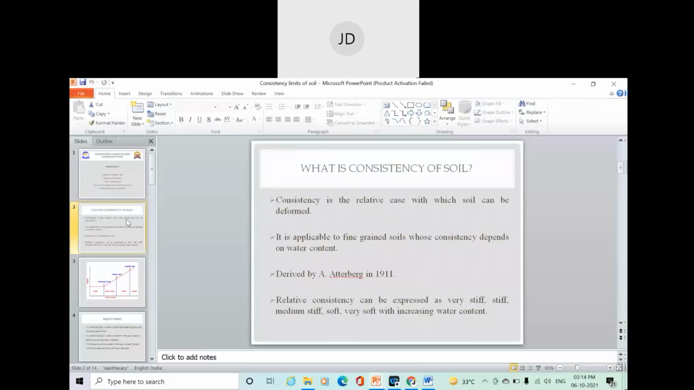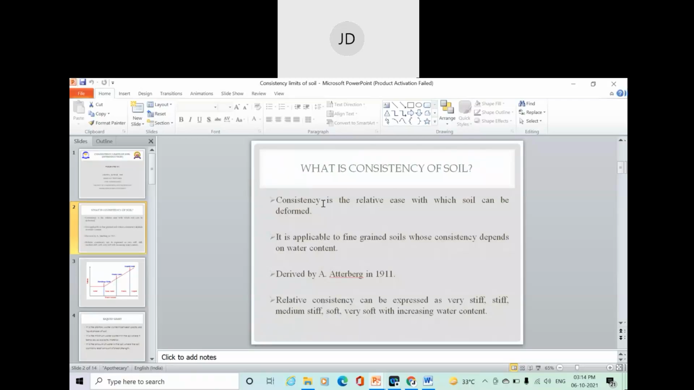So to understand consistency of soil, basically the consistency means what? How can we deform a soil mass? How can a particular soil mass change its volume with the availability of water? That can be defined by consistency.